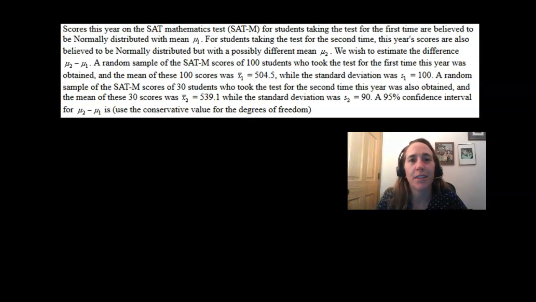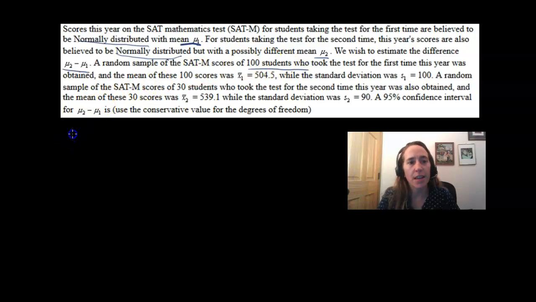This first example is a confidence interval with two means. Scores this year on the SAT mathematics test for students taking the test for the first time are believed to be normally distributed with a mean mu1, although we don't know that, remember. For students taking the test for the second time, this year's scores are also believed to be normally distributed, with a possibly different mean, mu2. These are both unknowns. We wish to estimate the difference, mu2 minus mu1. A random sample of SAT-M scores of 100 students. So here's our first sample.